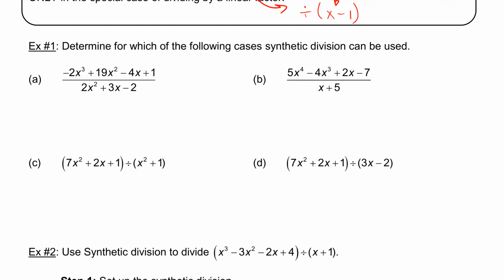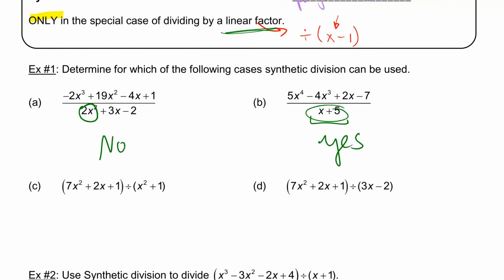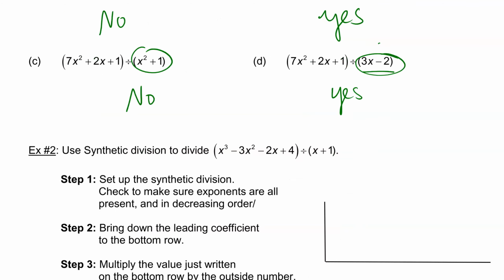So look at example 1. Go ahead, see if you can use synthetic to divide any of them. Pause the video. Okay, so this first one is not linear, so you cannot use synthetic division. This is a line, right? X plus 5 is a line. We're dividing by a line, so you can use synthetic. This is not a line, right? The x squared makes it a quadratic term. And then this is a line. Even though it's 3x minus 2, there's a number in front of the x, it still is linear.